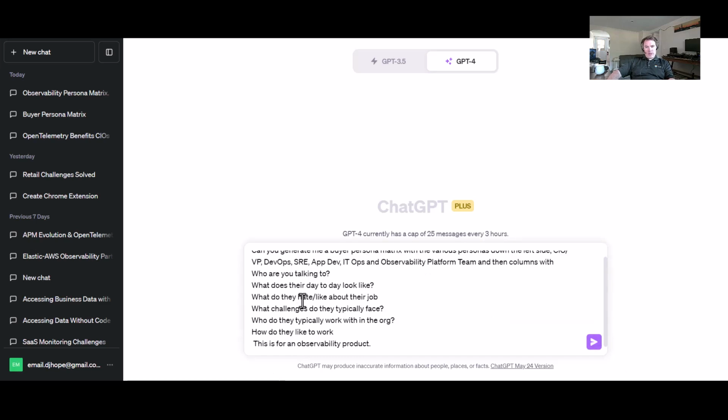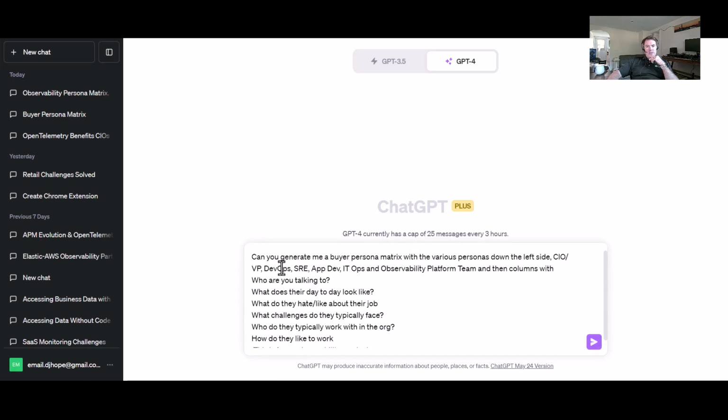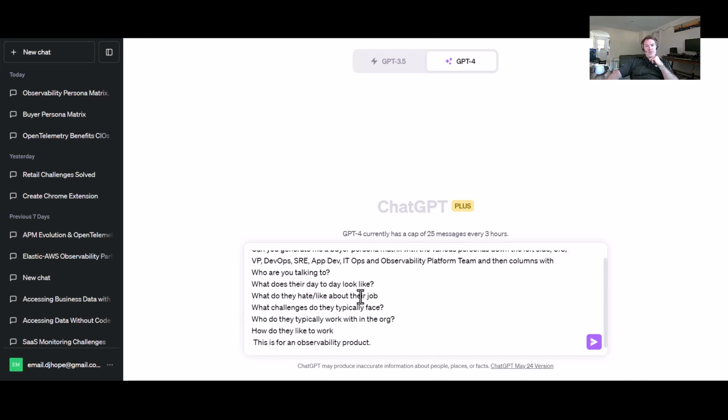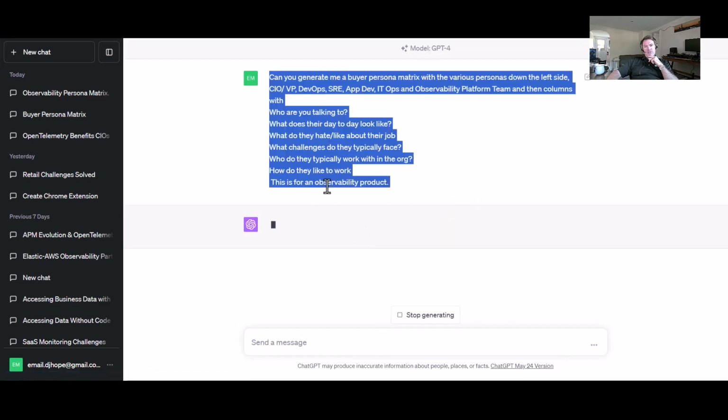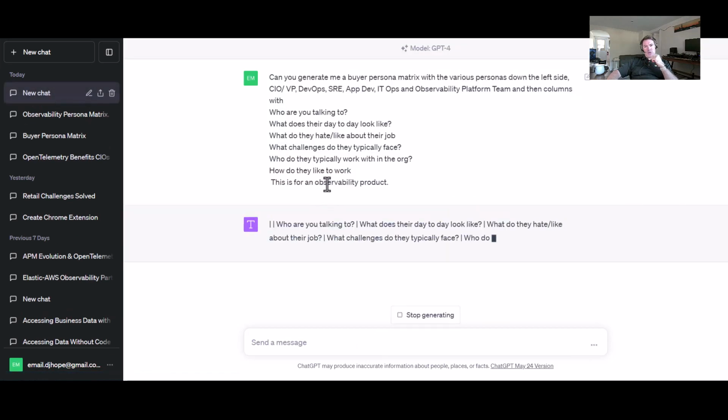We've got the CIO, someone from DevOps, an SRE, app dev, really the whole IT team, a representative from every person in the IT team that's going to be at this meeting. And I really want to know all the things that are important to them. So I'm going to have ChatGPT generate a matrix with each persona to tell me who I'm talking to and what their day-to-day looks like. Let's give that a shot. Let's first get to understand the different personas that are involved in selling an observability product.